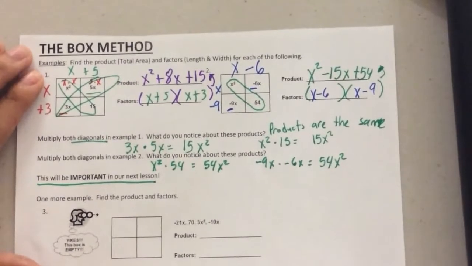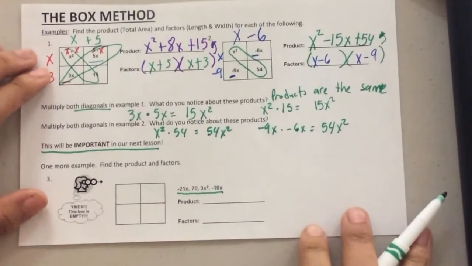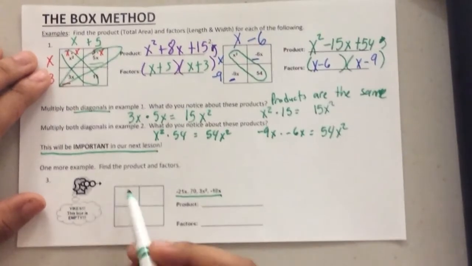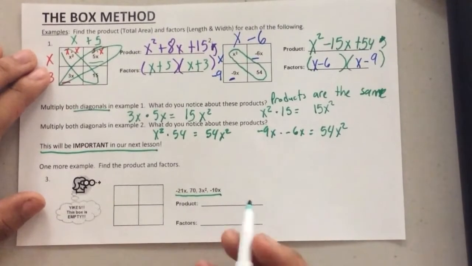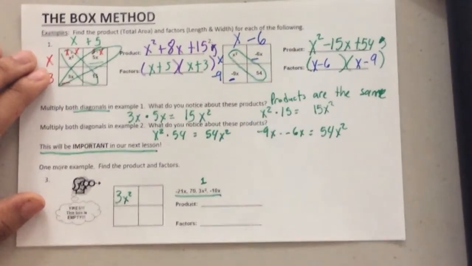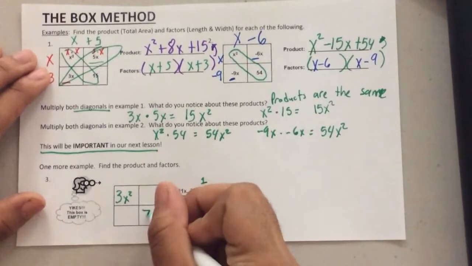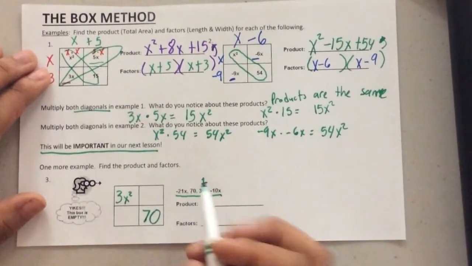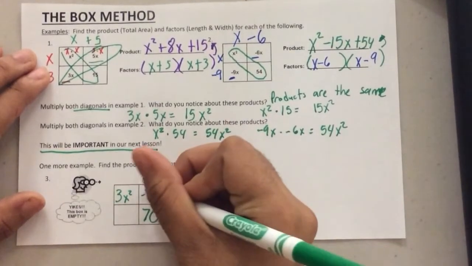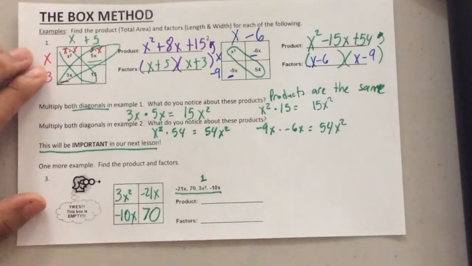Okay, so I have these 4 terms here. I need to fill in the box first. On the first box, I have my square term, so 3x squared goes first. On this last corner box here, I need the term with no x. That goes in this box. And then it doesn't matter where you put the ones with the x. So negative 21x, negative 10x, you can switch them up if you want to. You will get the same answer.